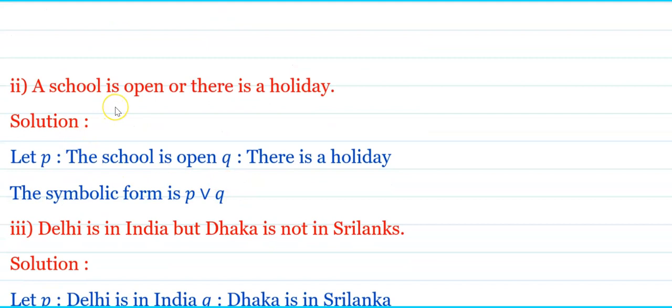A school is open or there is a holiday. First काय? P, the school is open. Q, there is a holiday. Symbolically काय? The symbolical form is P or Q.